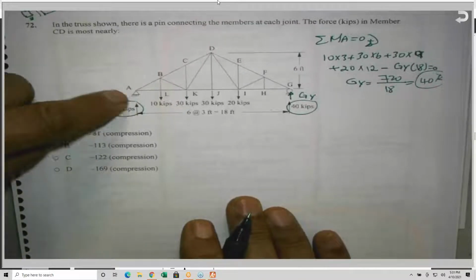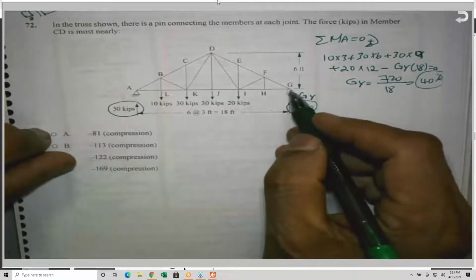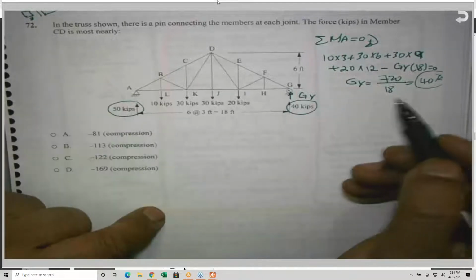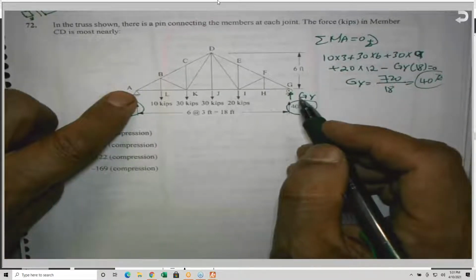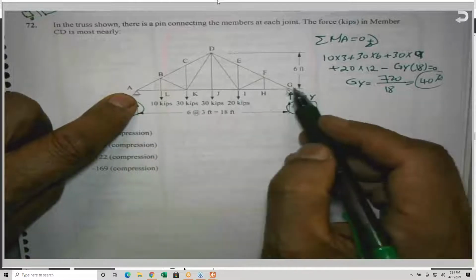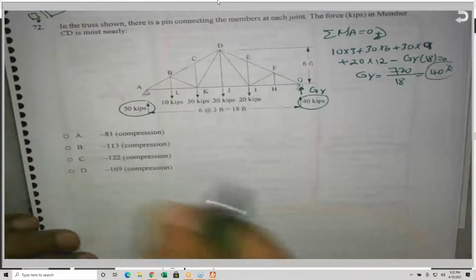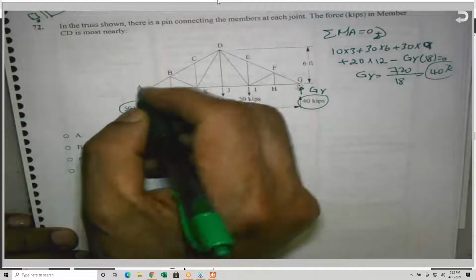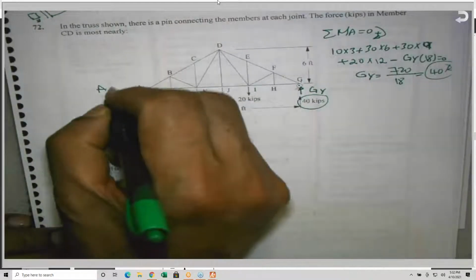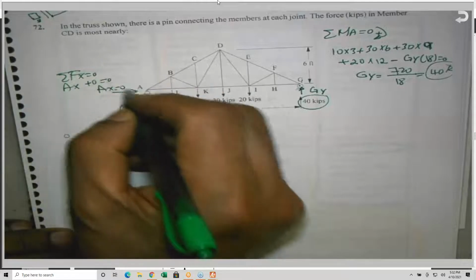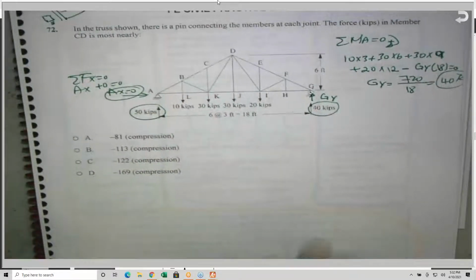So you can sum moment about A to get G sub y, or you can sum moment about G to get A sub y, and you'll get the same thing. Obviously, A sub x, this is a pin or a hinge, as you remember. So A sub x is equal to 0 because I sum forces in the x direction. So A sub x plus 0 equals 0. So A sub x by inspection is 0.